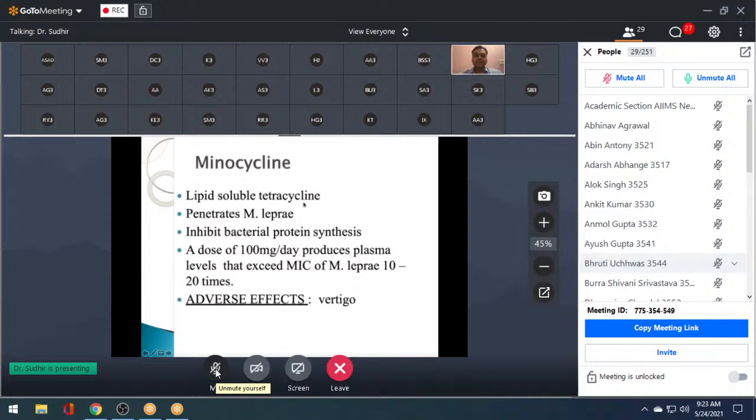Minocyclines are lipid-soluble tetracyclines that penetrate Mycobacterium leprae. Tetracyclines have three congener drugs: tetracycline, doxycycline, and minocycline. Doxycycline, as you know, has less toxicity than tetracycline. And minocycline is another congener. It also has fewer side effects as compared to tetracycline. It has a protein synthesis inhibition mechanism of action, just like tetracyclines. A dose of 100 milligram per day produces plasma levels that exceed the minimum inhibitory concentration of Mycobacterium leprae by 10 to 20 times. Coming to adverse effects, vertigo is the main side effect of these drugs. It can also cause photosensitivity or photosensitization of the skin.